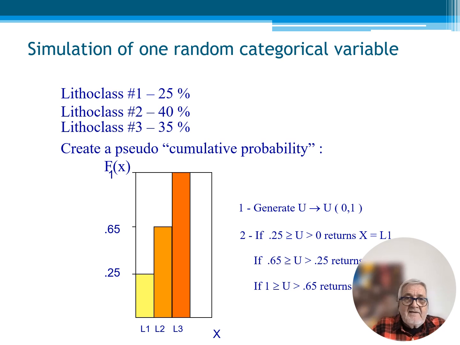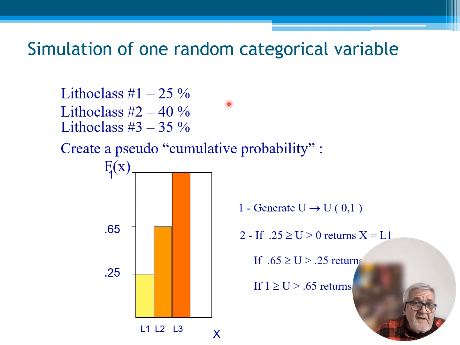Now let's see another particular case, which is a categorical variable, not a continuous one. For example, if you have lithoclasses of rock, clay, sand, and so on, and you have 3 lithoclasses. The first one represents 25% in a given area, the second one 40%, and the third one 35%. It sums up to 1.